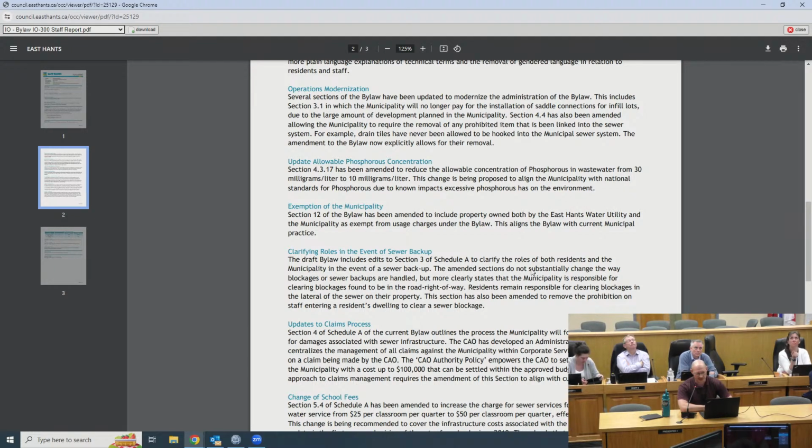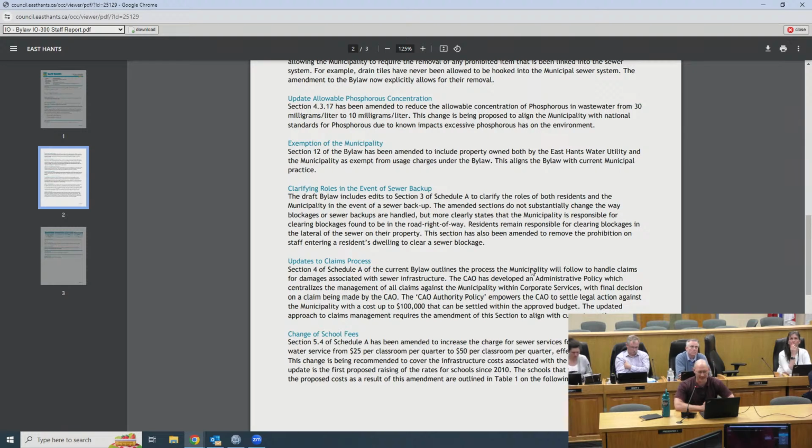These include amendments to section 3.1, where the municipality will no longer provide saddle connections for infill development. This proposed change is being made due to the large amount of development occurring in the municipality. Additionally, section 4.4 is being amended to allow the removal of any prohibited item that is connected to our sewer system. For example, drain tiles have never been allowed to be tied into the municipal sewer system, but now this amendment to the bylaw actually allows the municipality to require their removal, which it couldn't in the past.